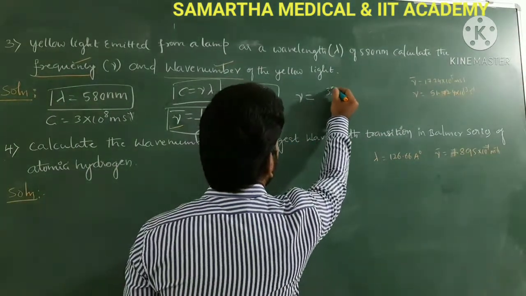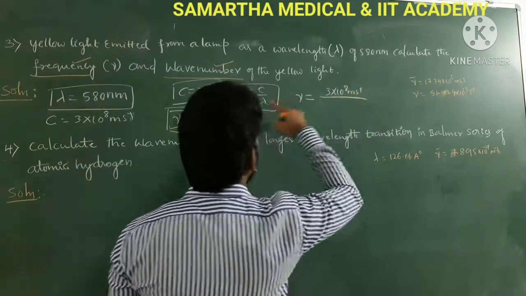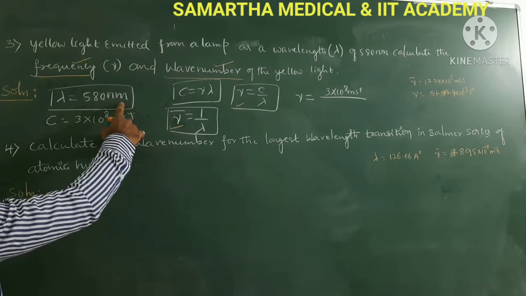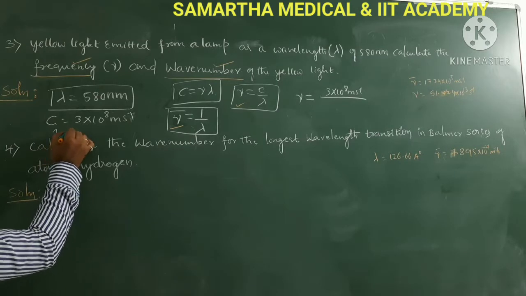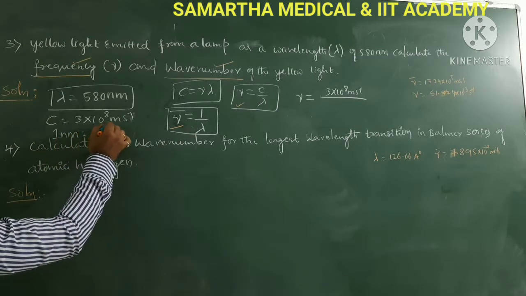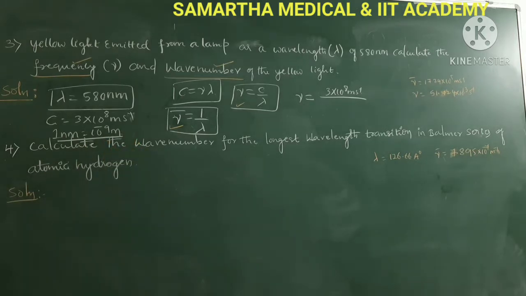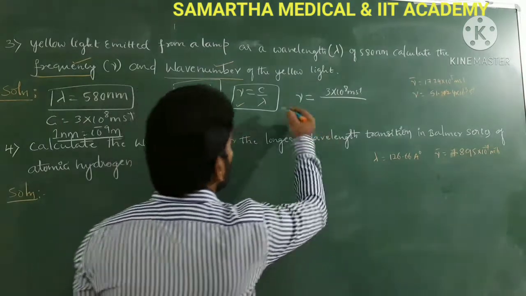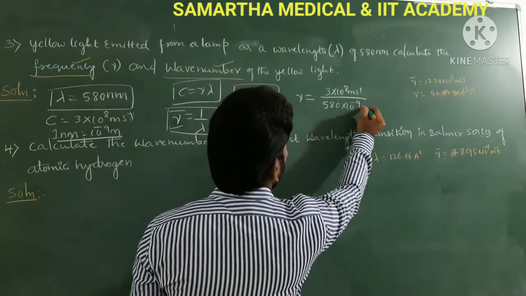C value, that is 3 into 10 to the power of 8 meter per second, divided by the wavelength value, which is 580 nanometer. We also have to know that 1 nanometer is 10 to the power of minus 9 meter. So lambda is 580 into 10 to the power of minus 9 meter.